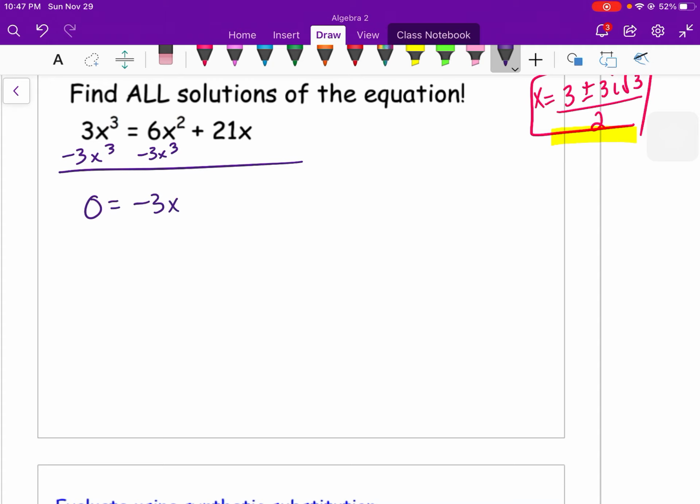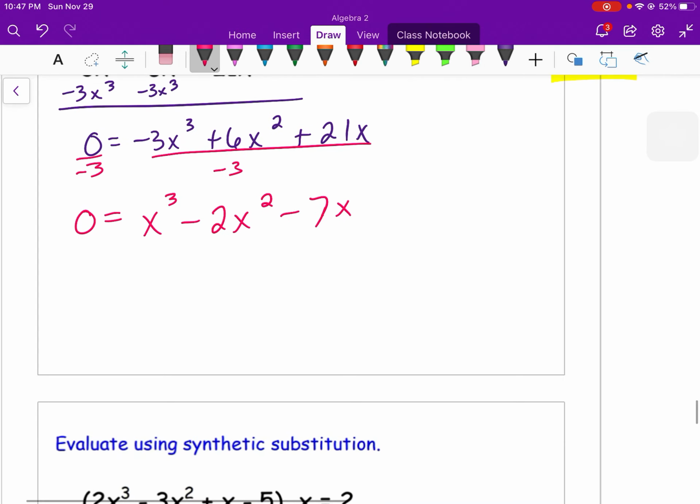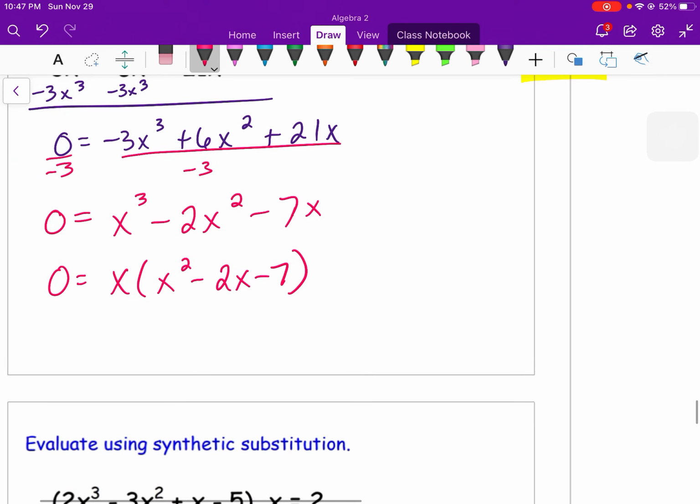So it's going to be negative 3x cubed plus 6x squared plus 21x. Then I'm going to divide everything here by the negative 3 and just get rid of that first. So 0 equals, then x cubed minus 2x squared minus 7x. Okay, then I can factor out an x. So x squared minus 2x minus 7. And then factor the x squared minus 2x minus 7.